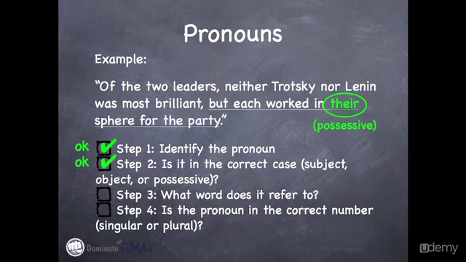Step 2 is, okay, is it the correct case? And we just went over subject, object. We didn't really go over possessive, but possessive simply means, does the pronoun possess something? In this case, it's their sphere, right? They, Trotsky, Lenin, each, I don't know if it's going to stay they, but the point is it's possessing the sphere, their sphere. And so it's clearly possessive. That's correct. No problems there. You would want to also make sure in a different example that it's either the object version or the subject version. Okay, so in this case, that's correct.